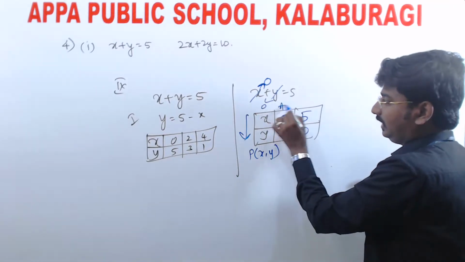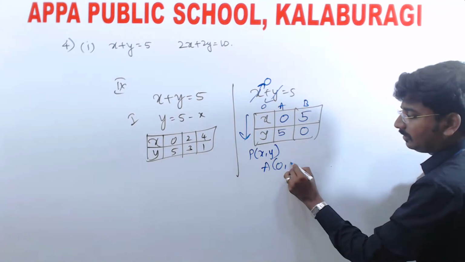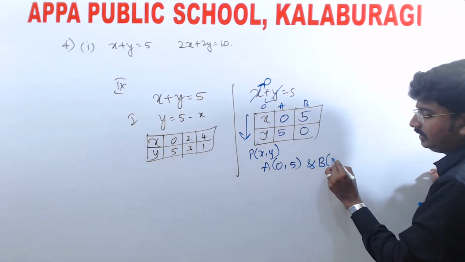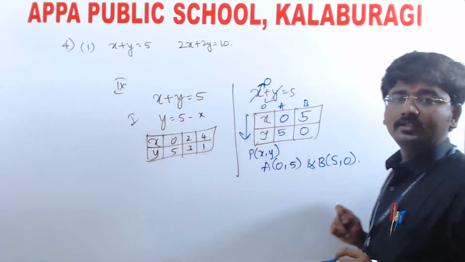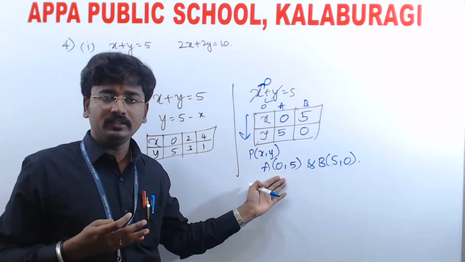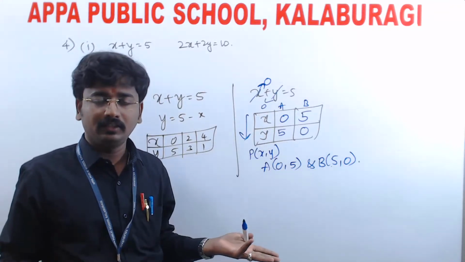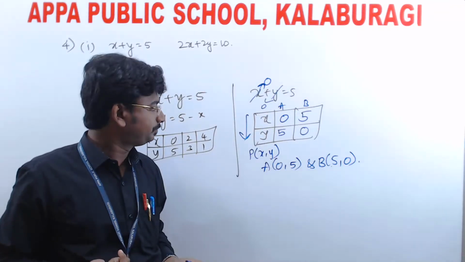So this is point A and this is point B. What is point A? It is (0, 5), and point B is (5, 0). In the graph, check these points and join those two points. You will get a linear equation, time saving, right?